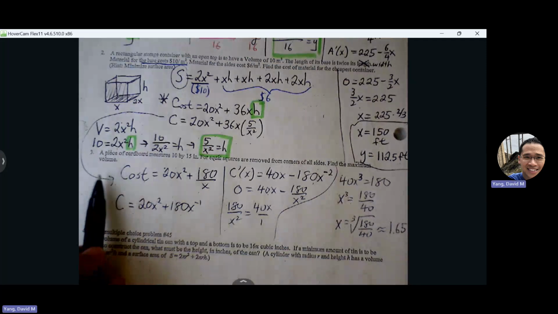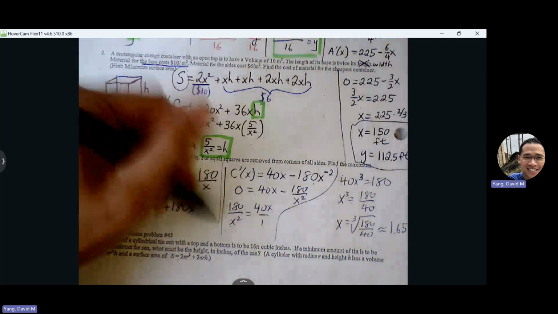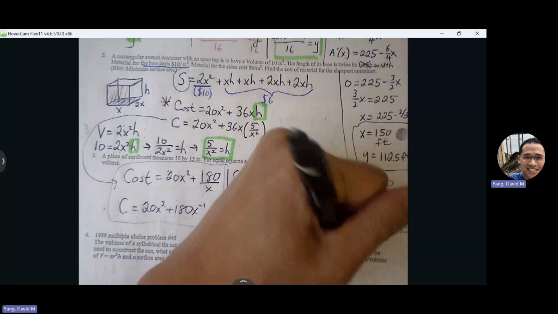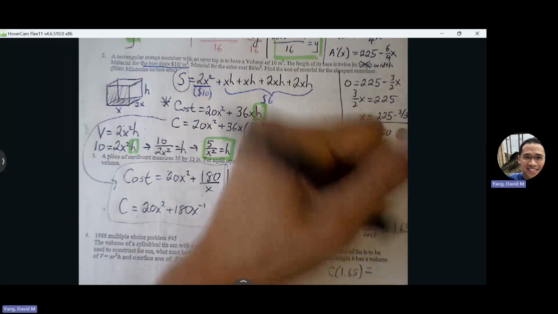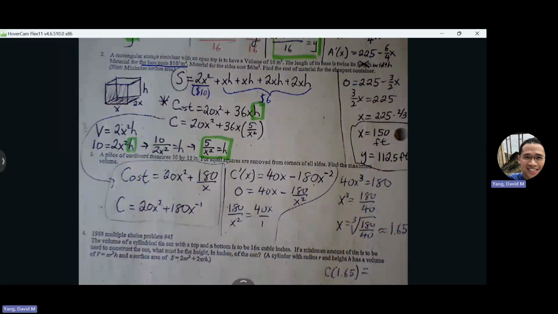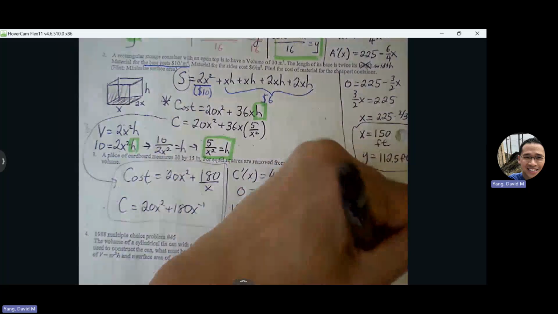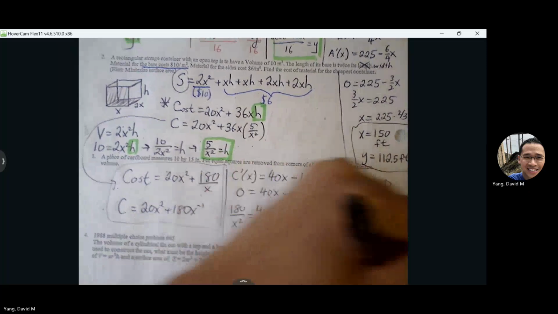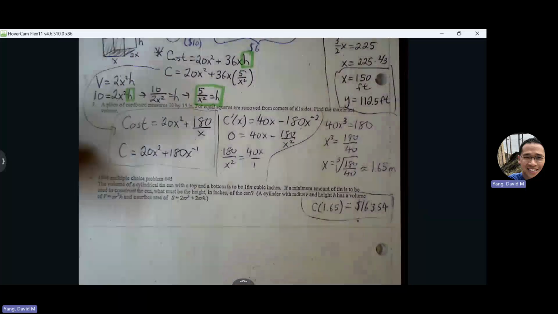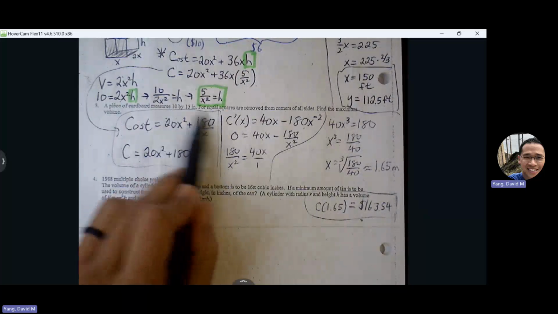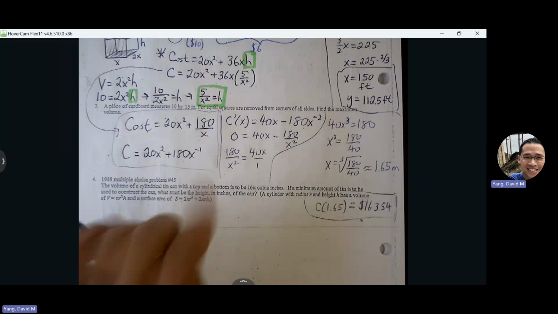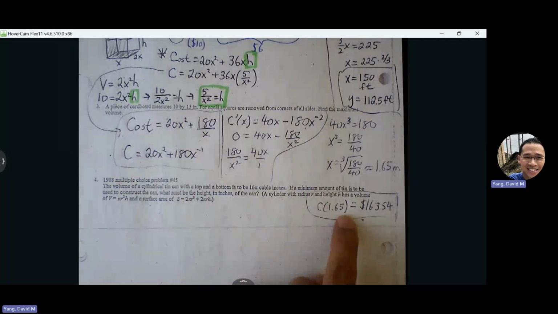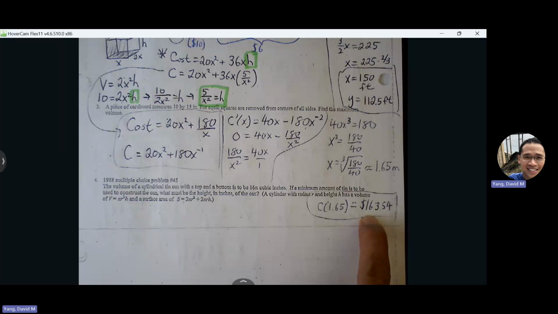So I'm going to plug that 1.65 in for X. Either of these can work. The cost at this 1.65 meters will give me a dollar amount of 163. You're just plugging into the calculator. Either you plug that 1.65 into this cost equation or this cost equation. Just make sure you don't plug into the C prime. That's something different. You just want to identify an equation to plug into.